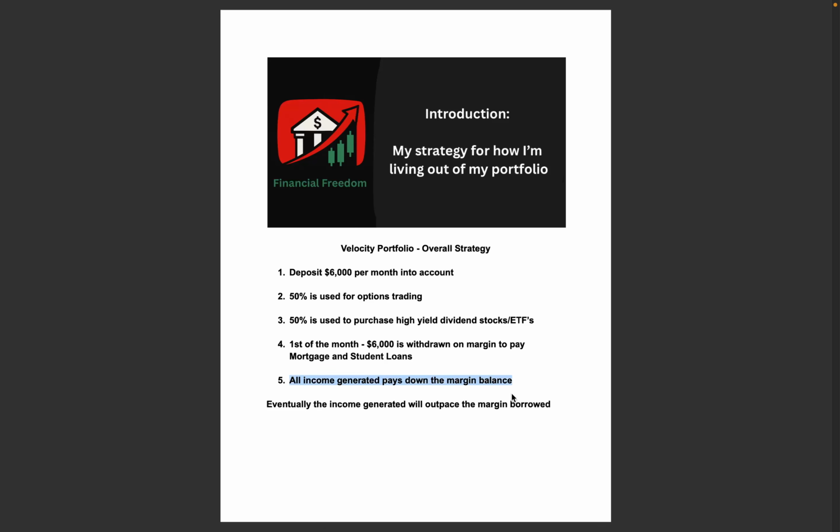Fifth, all income generated from options trading or from dividends is used to pay down the margin balance over time. And then eventually the income generated will outpace the margin borrowed. That is, the money being generated from options trading and from dividends will be more than the $6,000 that I am withdrawing to pay the mortgage and student loans.